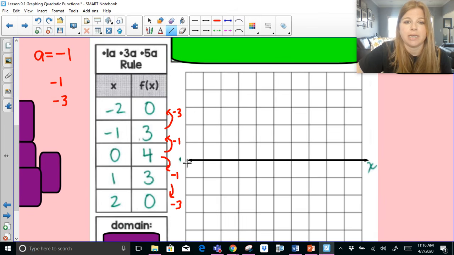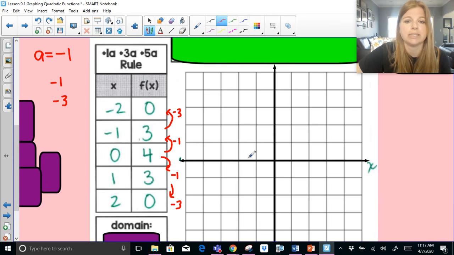All right, so I'm going to set up my X and Y axis. I'm going to go ahead and start plotting my points. -2, 0, -1, 3, 0, 4. You can already notice this graph is looking different, right? Which way is this graph going to face? Upwards or downwards? If you notice pretty quickly, since that A value is negative, that's actually going to be a big factor, guys. If the A value is positive, it's an upwards facing graph. If the A value is negative, then it's a downwards facing graph.